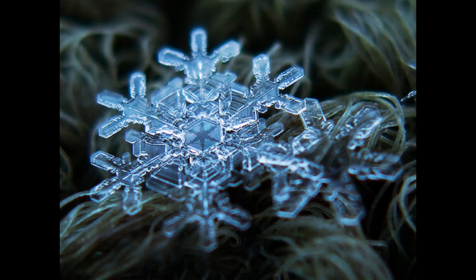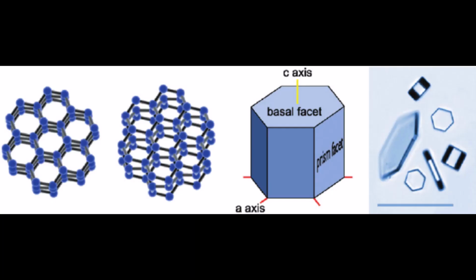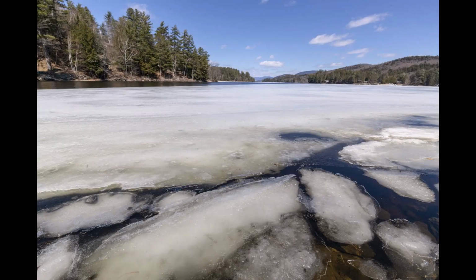Six-sided snowflakes then form in clouds. In bodies of water, the six-sided ice crystal has a hollow space in the center that renders it less dense than the surrounding liquid water. So, ice floats on top of liquid water.